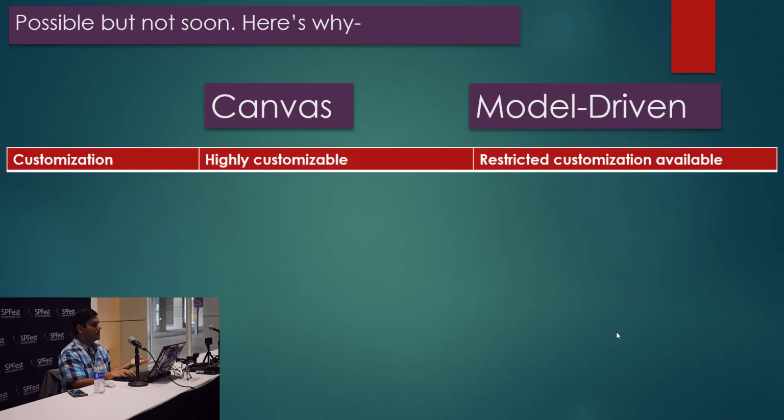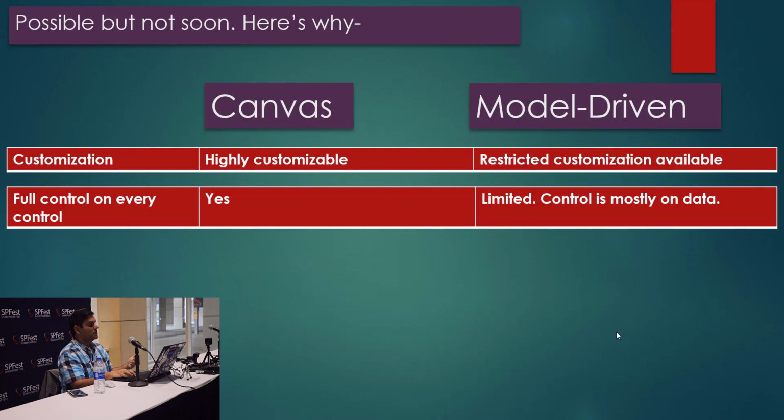So one of the big things about Canvas app is that it gives you the functionality to do high customization. When I talk about high customization, it literally is a blank canvas and you paint the app over there. Well, model-driven app doesn't do that. Model-driven app has more restricted customizations. They've basically given you certain places where you can do some customization, but that's basically it.